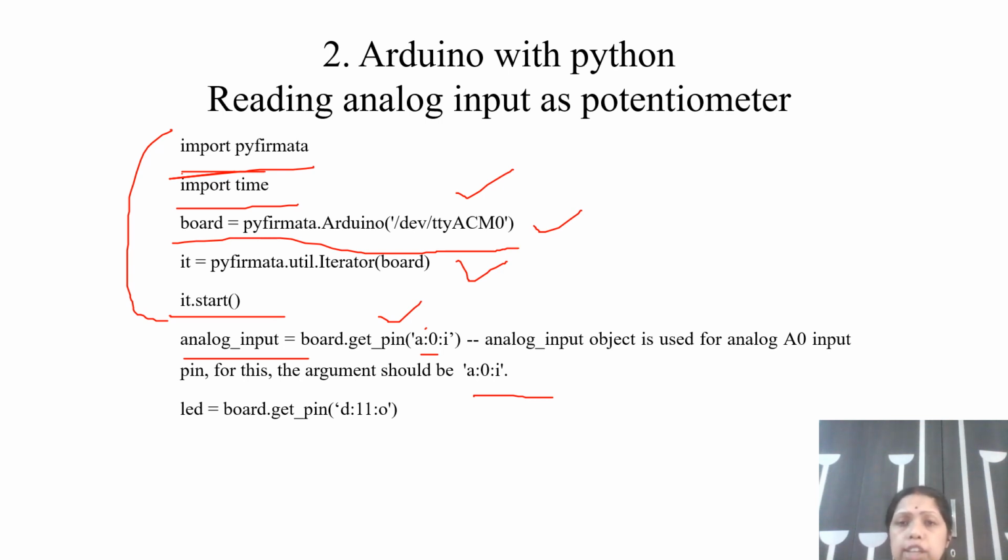Okay, so for that pin configuration I have to store it in an LED variable. So led equals board.get_pin, within brackets d colon 11 colon o. I have connected the LED to the D11 pin, digital 11 pin. So d colon 11 colon o means the pin will act as an output pin. These two are associated with the pin configuration. Now the main set of code I have to write.